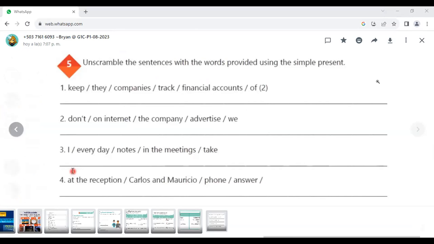Vaya, la número uno. Esa casi que la terminó ella al hacer el ejemplo, ¿verdad? Según creo que puso fue they keep track of company account, ¿verdad? No, financial account of company. Ah, ese financial. Es que por eso iba a poner dos veces el of. They keep track of financial account.